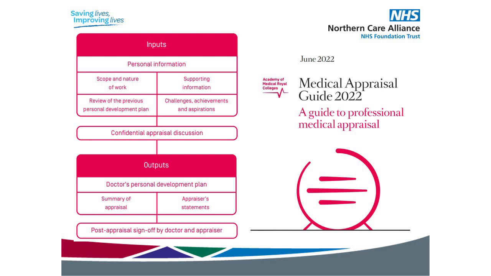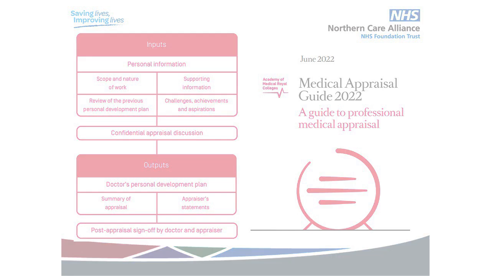This diagram is showing you essentially the whole process of medical appraisal. This shows the three steps of the appraisal process. The input is completed by the appraisee, followed by a confidential discussion between appraisee and the appraiser. The output form is completed by the appraiser. The whole process of appraisal is complete only when the appraisee accepts the output form and completes the feedback.